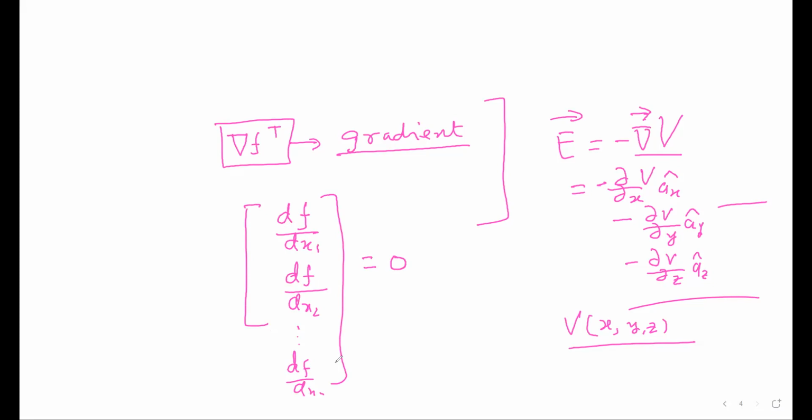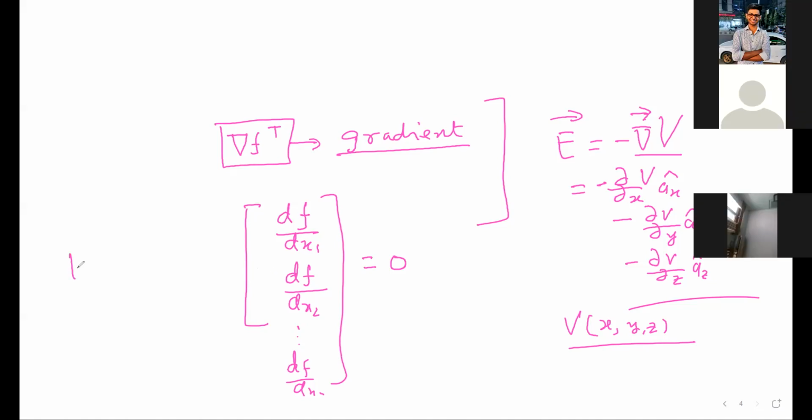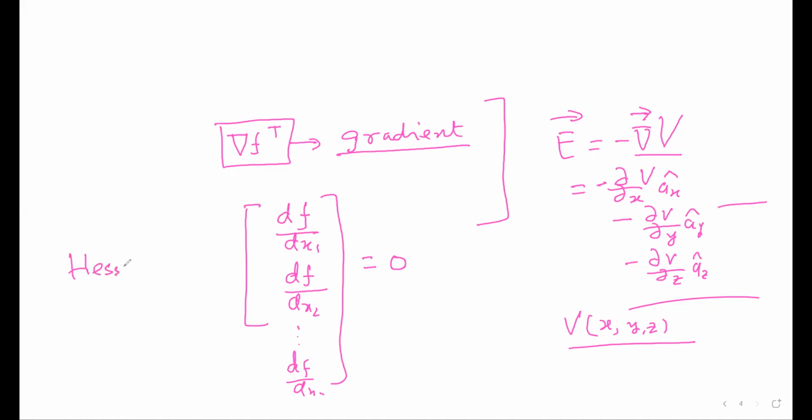In order to get the sufficient condition, we need the second derivative. The second derivative of a multidimensional function is called the Hessian. Your Hessian can be calculated by differentiating your function with respect to x1 and so on. It becomes a matrix rather than a vector.